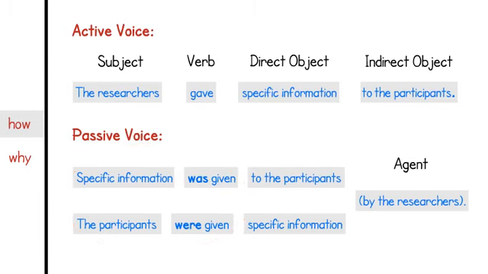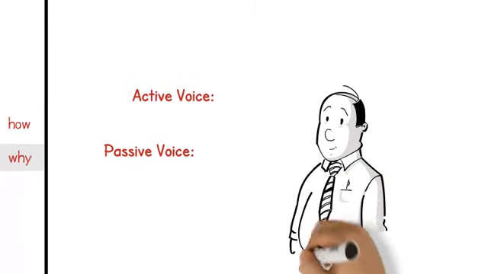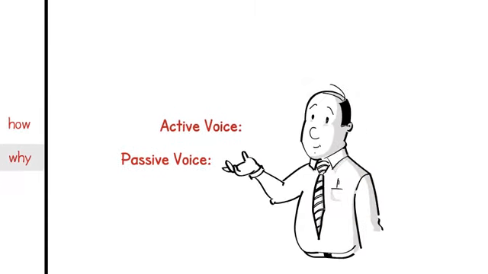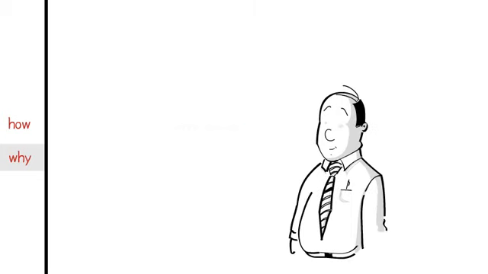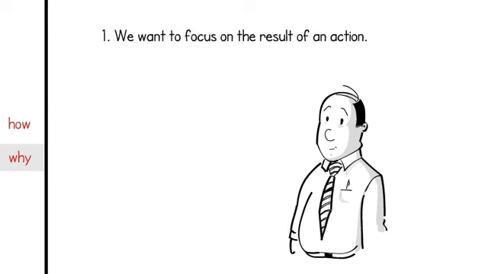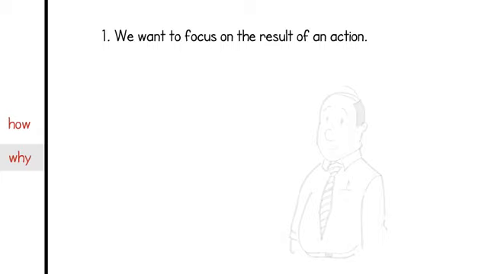Now that we know what the passive voice looks like, we need to consider when and why we would choose to use the passive voice instead of the active. First, it is better to use the passive voice when we want readers to focus on the result of an action, rather than the person or thing that is doing it.